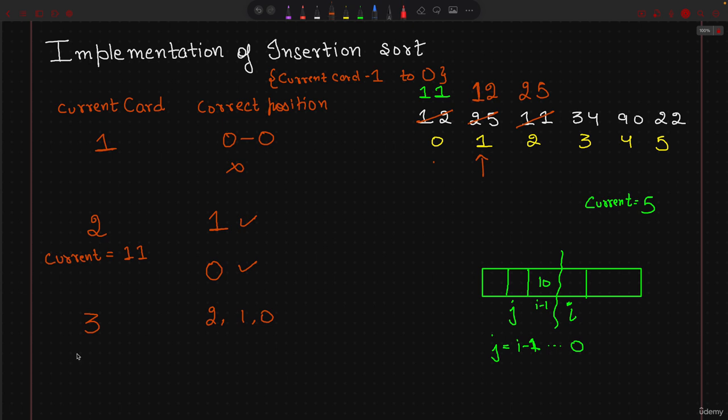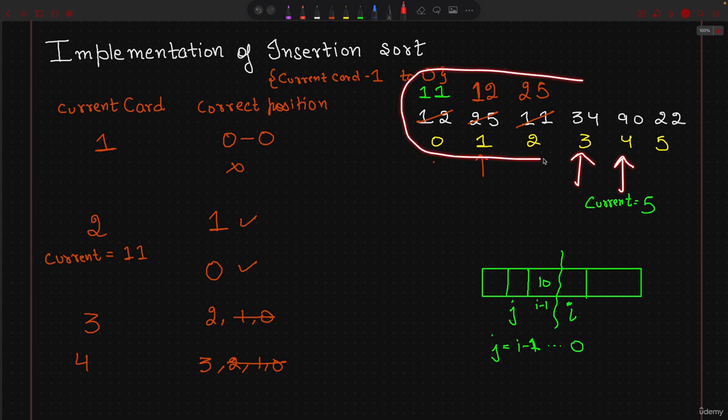Next, I'm going to see for 90. Here also, it should go from 3 to 1, 0, but they will never get executed because on 3 only, we see that a smaller card is present. Now, if 34 is less than 90, then everything to the left is of course less than 90, right? Final one is going to be 22.